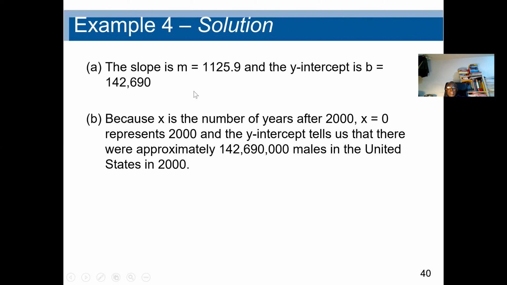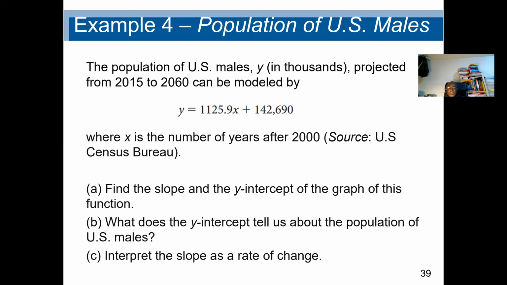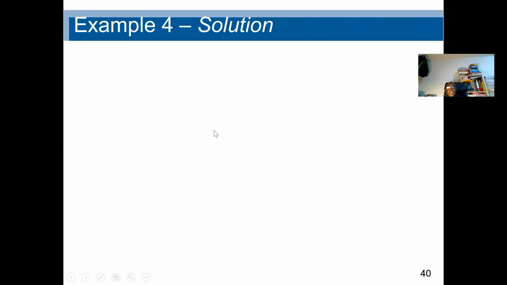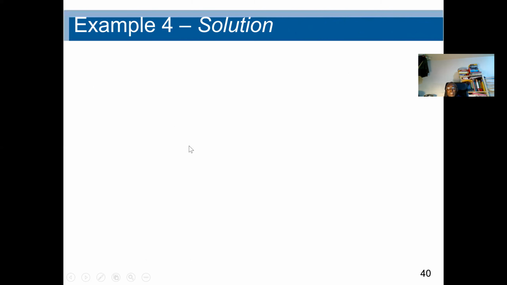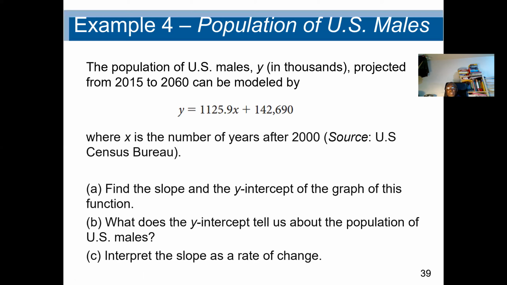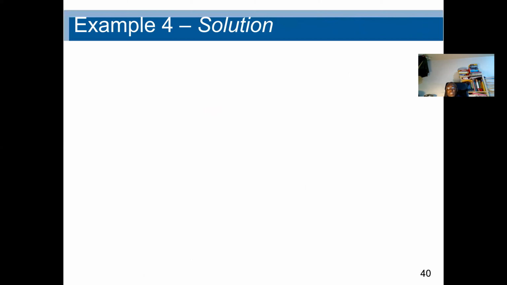So the slope, again, from the equation we have 11,925.9x. So the slope will be 11,925.9 because we know y = mx + b, so the m value is the slope. Then secondly, because x is the number of years after 2000, x equal to 0 represents 2000. That's the initial stage. So the initial population will be the y-intercept value when x equals 0. In this case, it's 149,690.